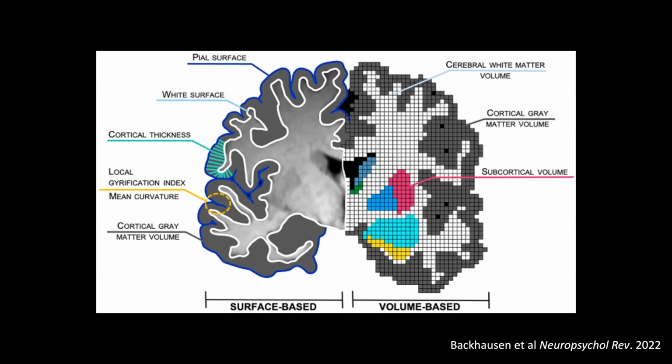In VBM, you have a probability map, and that probability map decides if the voxel is part of the gray matter or the white matter. And the output of VBM is just volume metrics. However, in SBM, what you create is surfaces, and then you inflate those surfaces. And based on the distances of those surfaces, you can obtain different and actually more metrics. In SBM, you can obtain volume metrics, thickness metrics, curvature indexes, and areas.